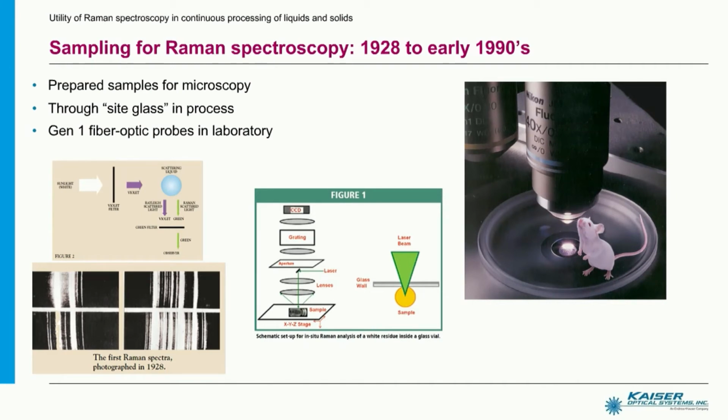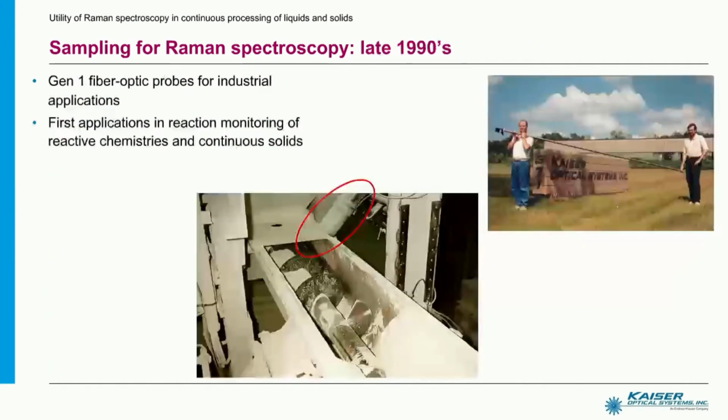But it wasn't until the late 1990s that we had development of the first generation of fiber optic probes for industrial applications. It was recognized very early that Raman can directly measure in reactive chemistries, and so in-process reaction monitoring was one of the first applications of industrial Raman spectroscopy. These principles of using Raman can be easily applied to flow chemistries, where there are often more intense reaction conditions, and into continuous solid measurement.